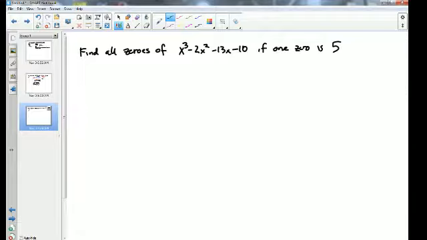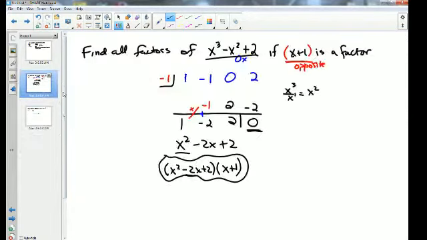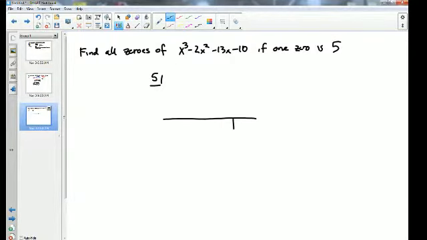So, if 1, 0 is 5, what do I put here? 5. So if it's a 0, it goes right there, versus a factor. What's the 0 of that root? Negative 1. You see the connection? It's like a puzzle. But if it's a 0, you're looking at putting that right there. And then we have 1, negative 2, negative 13, and negative 10, right?